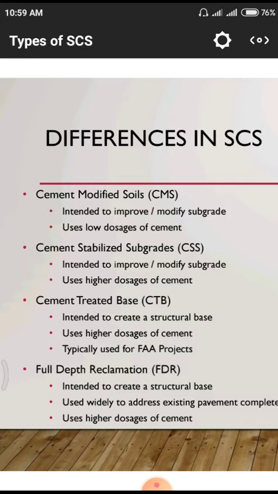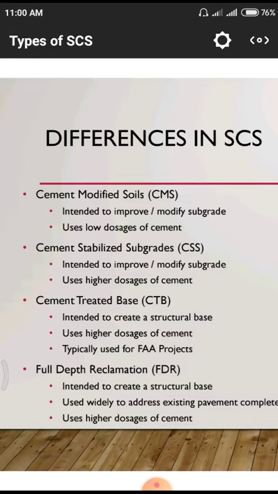Intended to improve or modify it, that means improve means first of all we need to improve up to a particular level. Otherwise we need to totally modify the total quantity of material what was there in the site. The total material we need to replace with these stabilized subgrades, and it uses higher dosages of cement. That means more quantity of cement will be required whenever we are doing this cement stabilized subgrades. In the modified soils we are simply choosing small proportions, means layers. But in case of subgrades, the total subgrade is replaced with another content.